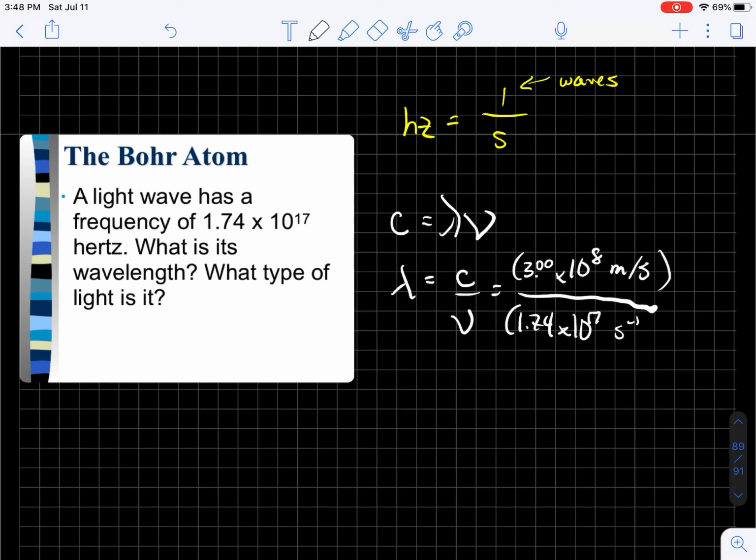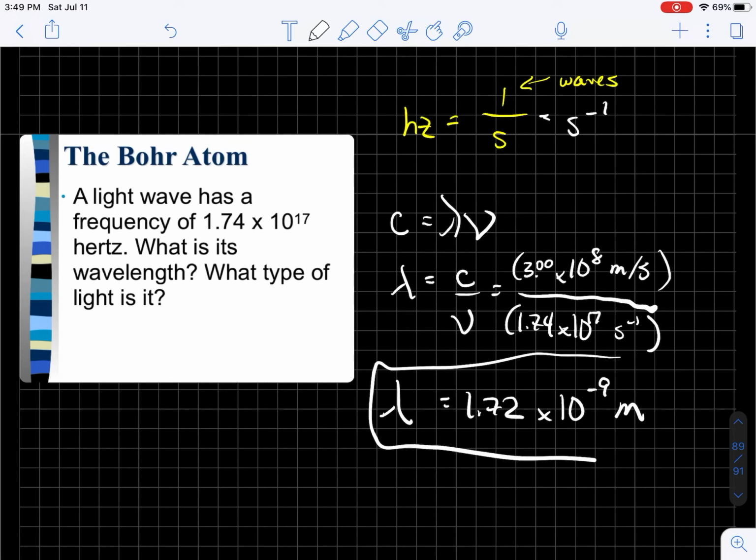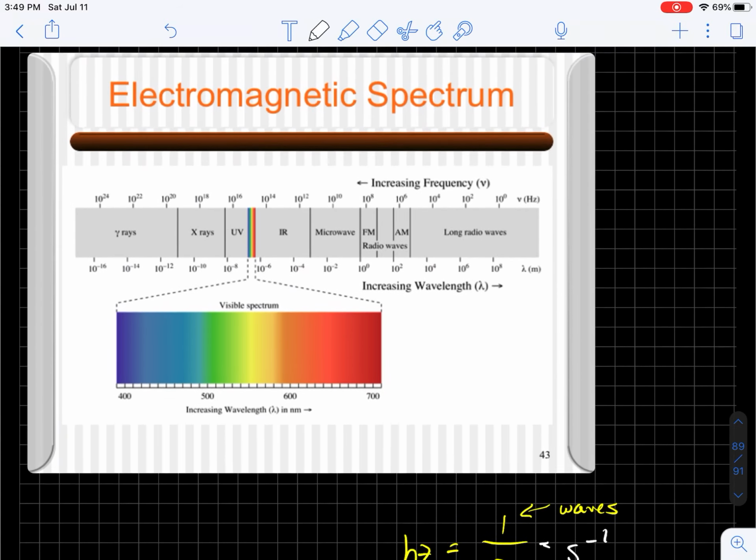Alright, frequency 1.74 times 10 to the 17th. And I'm going to do seconds to the negative 1 power, because that's what hertz is equal to. Now we can solve for wavelength. So we get 3 times 10 to the 8 divided by 1.74 times 10 to the 17, and I get 1.72 times 10 to the minus 9 meters.